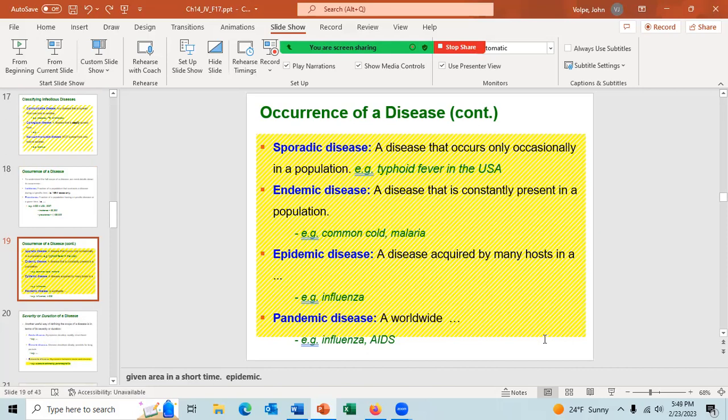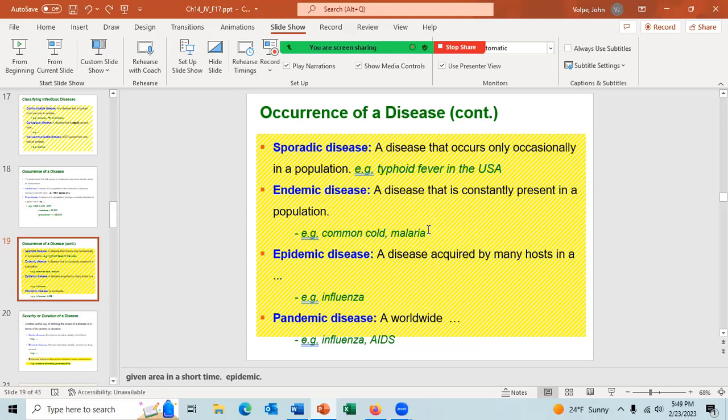Sporadic disease is a disease that occurs only occasionally in the population, like typhoid fever in the United States, is usually considered a sporadic disease. An endemic disease is a disease that is constantly present in a population. So the common cold would be an endemic disease in the human population. Malaria is endemic to the tropics. It's a disease that's constantly present in the tropics.